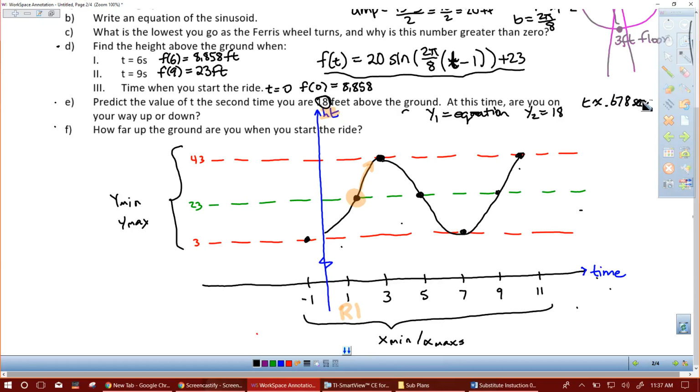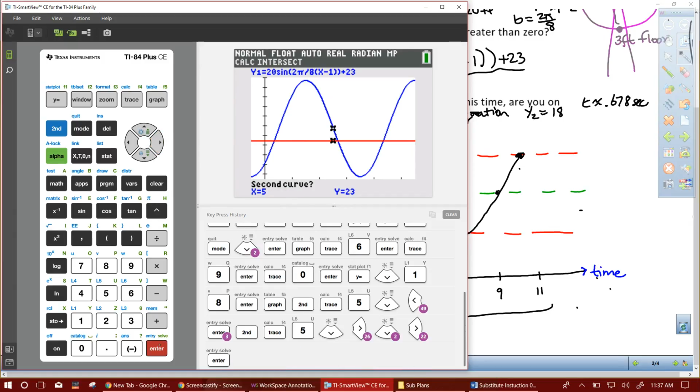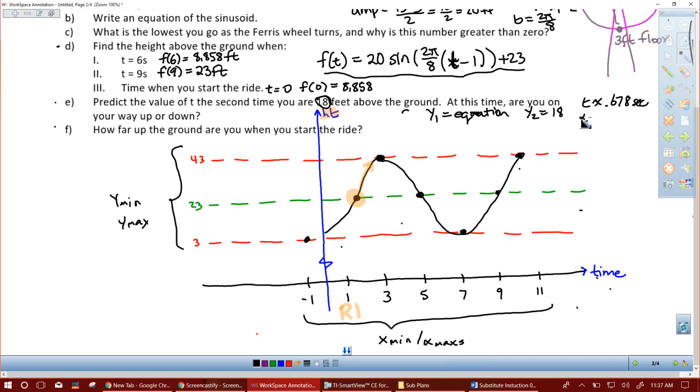So for number E, I said time is approximately 0.678 seconds. Then I went back to my graph and I said second trace 5, down 1 time, and then I can move across. And again, you have to be almost on top of it. Just be close to it. That should be pretty close. Enter, enter, enter. And I get 5.321 seconds. So T is approximately 5.321 seconds. And I'll do one more because there's one more on my screen.